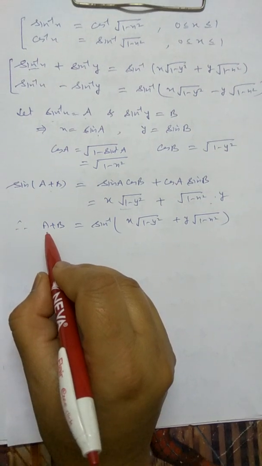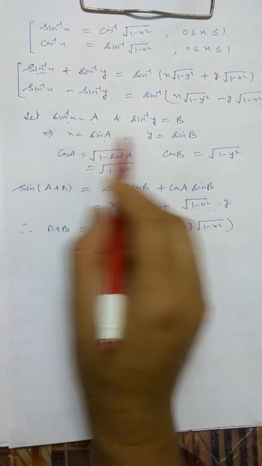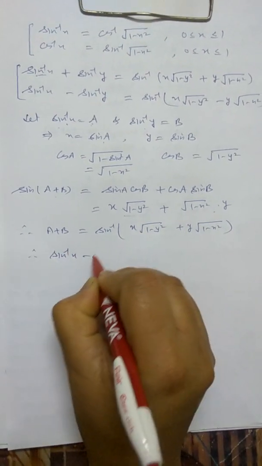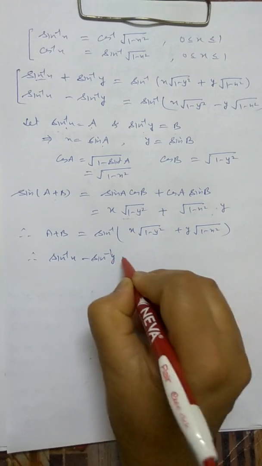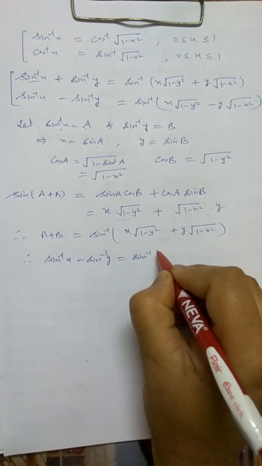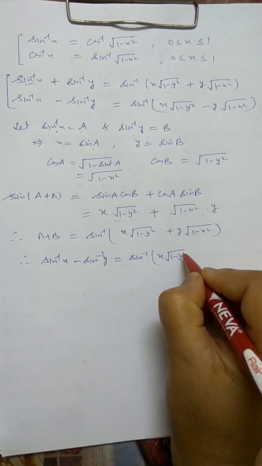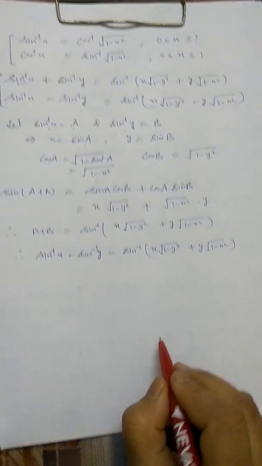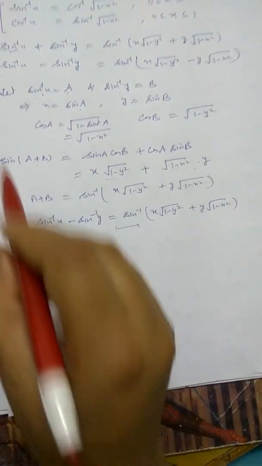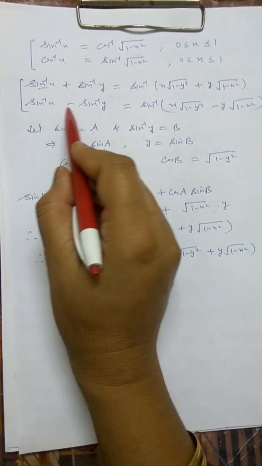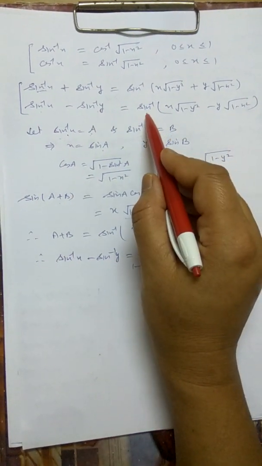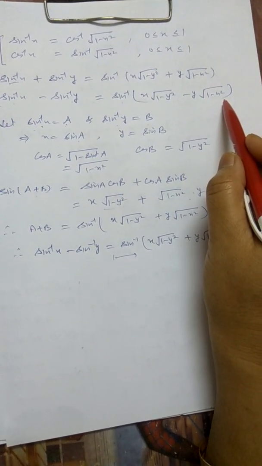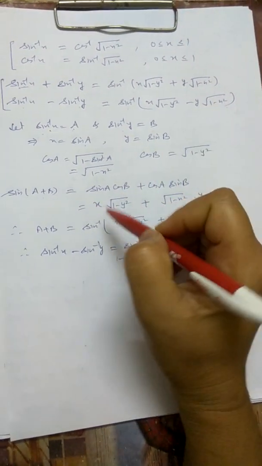What is a? The a is sine inverse x, b is sine inverse y, and therefore sine inverse x plus sine inverse y is equal to sine inverse of x into root of 1 minus y square plus y into root of 1 minus x square. Hence the result. Similarly, we can prove sine inverse x minus sine inverse y is equal to sine inverse of x root of 1 minus y square minus y root of 1 minus x square by using the formula for sine a minus b.